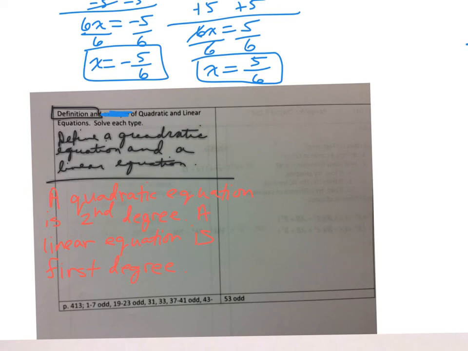All right. You can see your review assignment starts on page 413. Again, the problems there will be very much like the problems you find on your test.